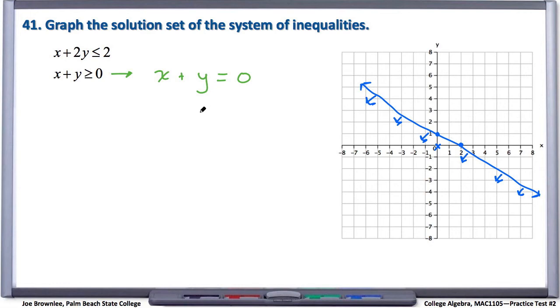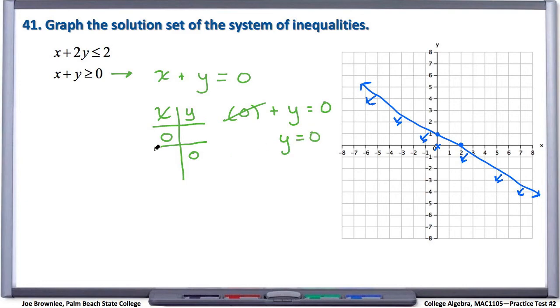Well, again, we could either put this in y equals mx plus b, or we could find our intercepts. Let's go ahead and find the intercepts. Let's see what happens. I think something interesting will happen here. So we're going to create our xy table. We know we're going to fill in double zeros. So let's plug in 0 for x in x plus y equals 0. Well, 0 will just go away. That'll leave us with y equals 0.